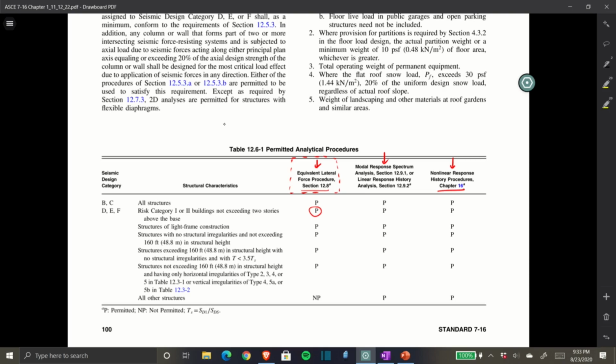But if you fall out of any of these criteria through here, if you'd like to read those all, we're not going to do it today, you would then fall under all other structures, and then you see here, you have the one non-permitted for equivalent lateral forces, which would then dump you into having to design with the 2 other analytical procedures. That's for a whole other day. So today, we know that we are designing with ELF.